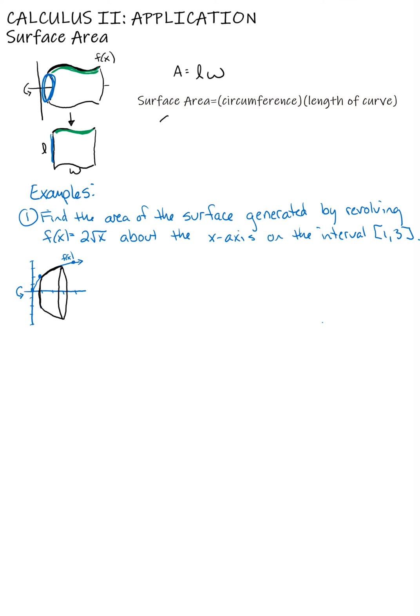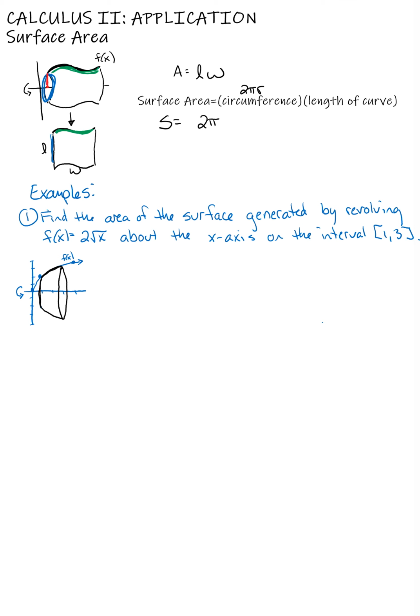Well, I'll use S for surface area. Now, circumference, remember, is 2 pi r. But what is the r in this case? Well, the radius of our circle, if we go back and look at this circle, the center of it, in this case, is the x-axis, and its radius is how far it is to get to the function.